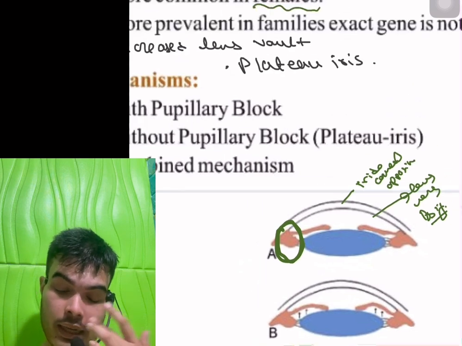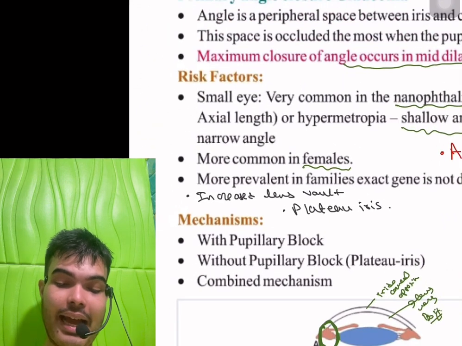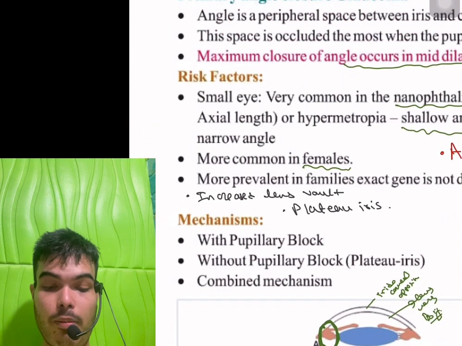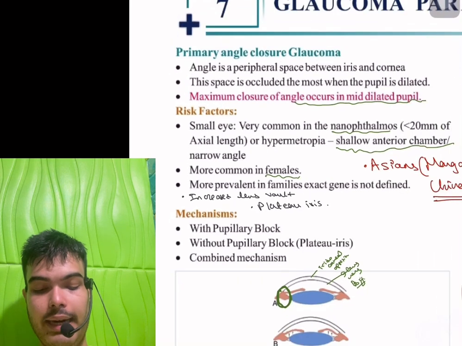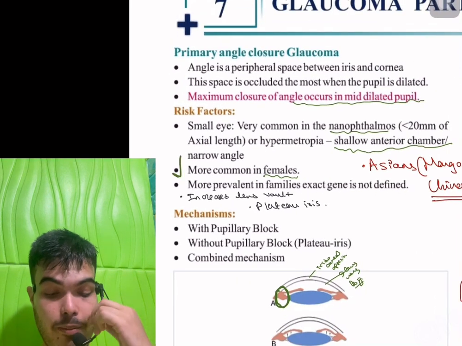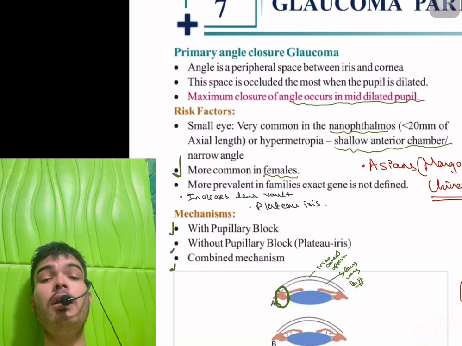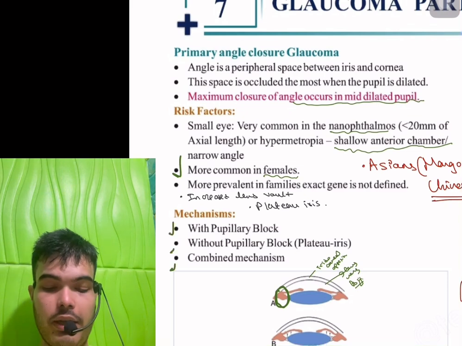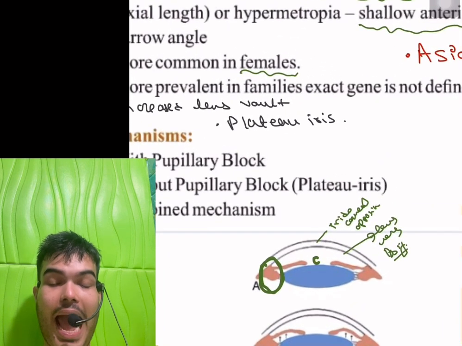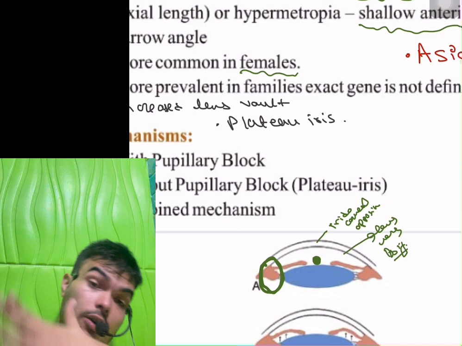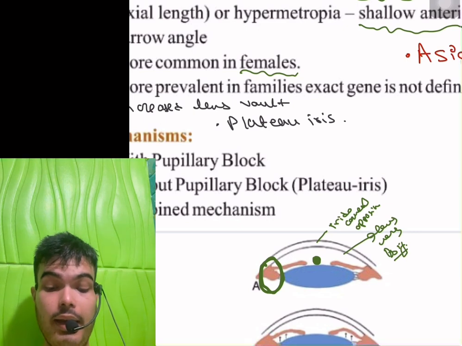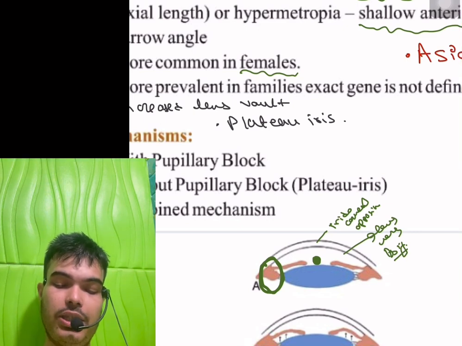Next, it was the small eye. Nanophthalmic eye, hypermetropia, is more common in females, right? It can be with pupillary block, without pupillary block, and a combined mechanism. Now, suppose there is pupillary block. So the pupil has been blocked. What happens? The aqueous from the posterior chamber now cannot go to the anterior chamber, right? Because of which the aqueous will collect in the posterior chamber.